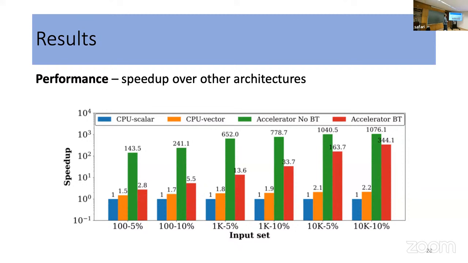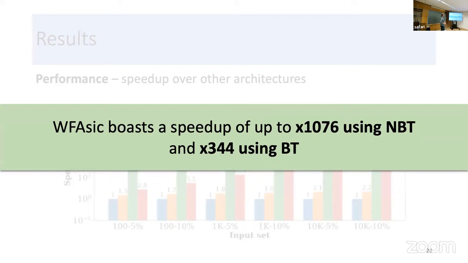From this, you can see there's a huge speed up using the accelerator up to 1,076 times without using backtrace, and still 344 times using backtrace. To normalize this data a bit, they also didn't measure time, but CPU cycles to make it better comparable to different CPUs that their wavefront implementation could run on.